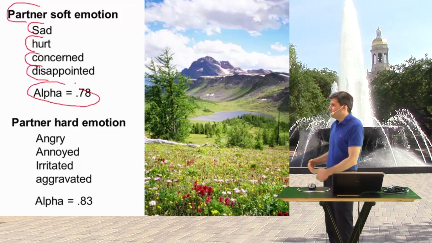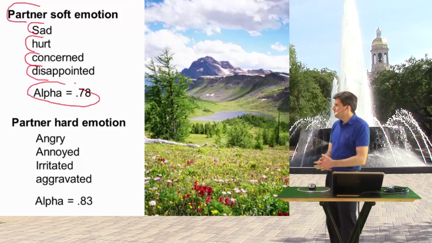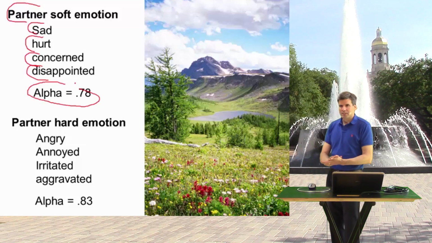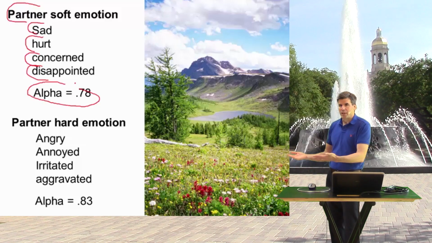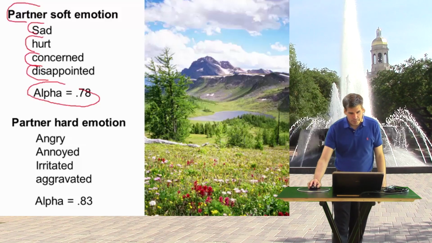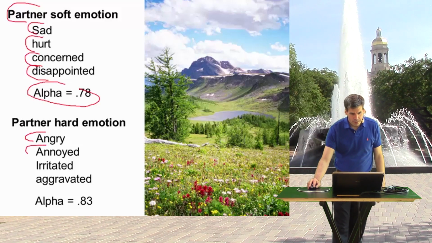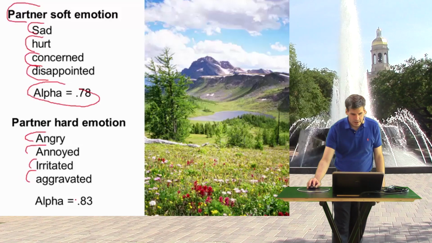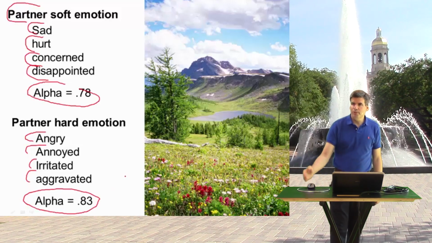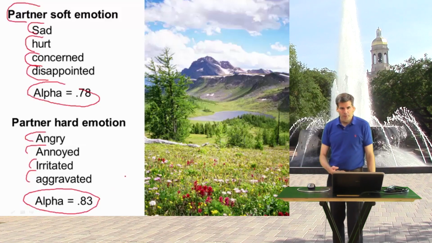And then we also had a 4-item partner hard emotion scale, which actually is the same scale we've seen in several previous examples. Although in previous examples we had people rating their own emotion, this one they're rating their partner's emotion. Did your partner appear angry, annoyed, irritated, or aggravated? 4 items summed together, alpha 0.83. We had good reliability for our partner hard emotion scale.